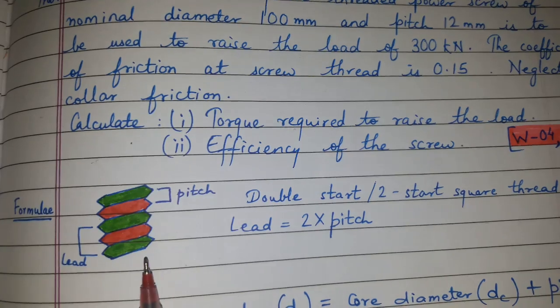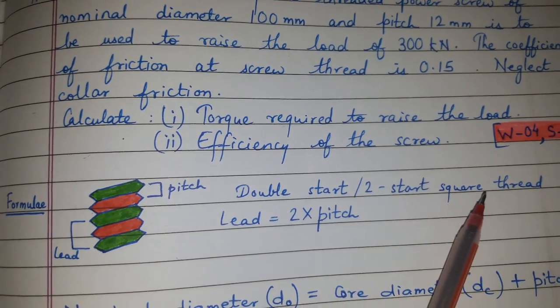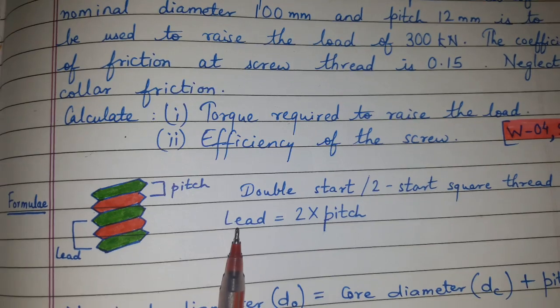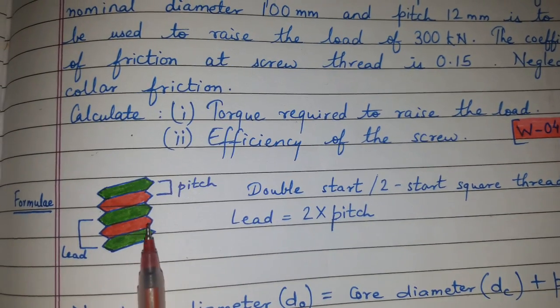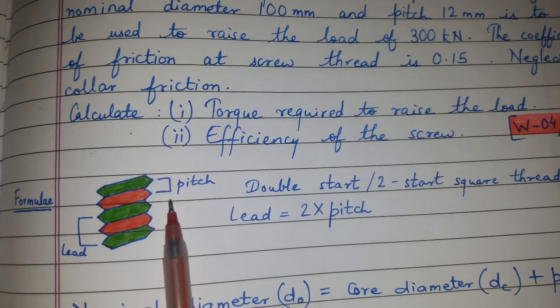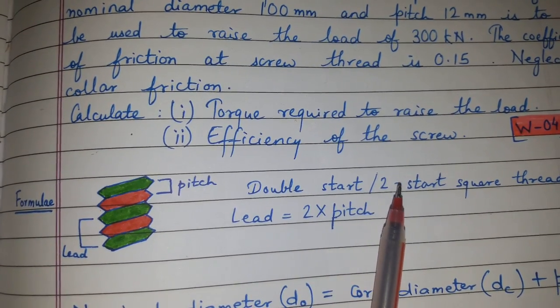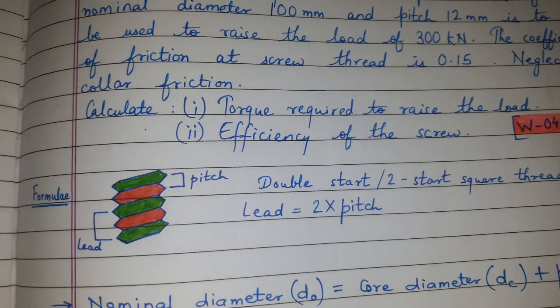Here I have tried to explain the double start or two start square thread, where lead is equal to 2 pitch. I have explained this with the help of the diagram. This is the pitch and this is the lead, as it is double start or two start square thread.